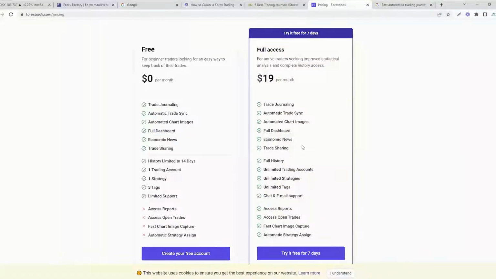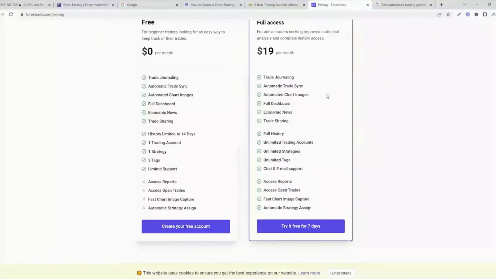But the paid full access version is about $19 per month. It's relatively affordable, I suppose. And then, of course, you can always try it out for free for 7 days first. And if you're not happy with it, you can try something else.